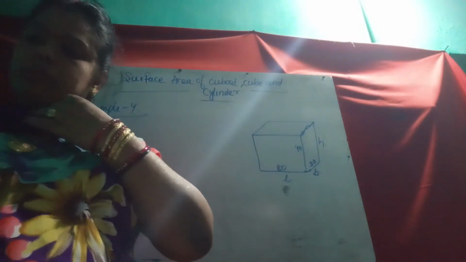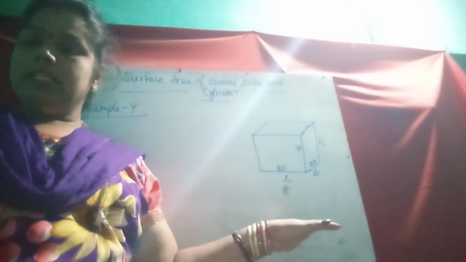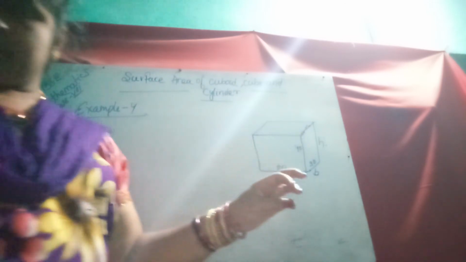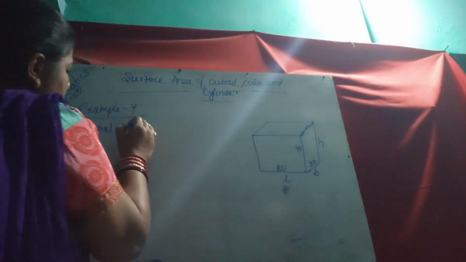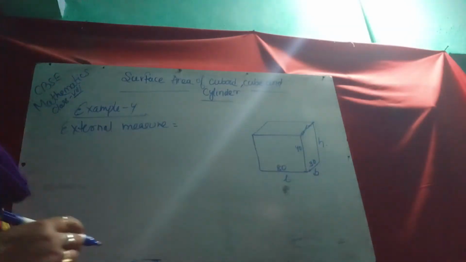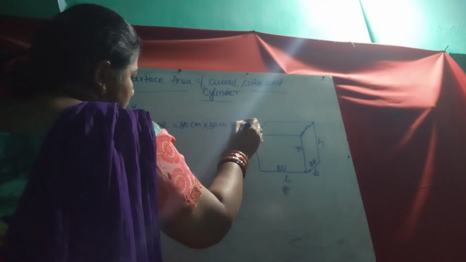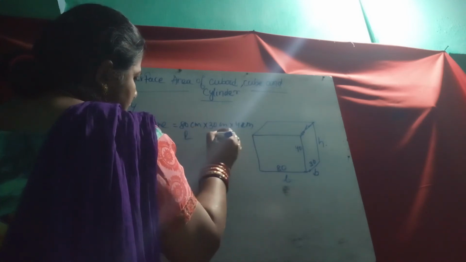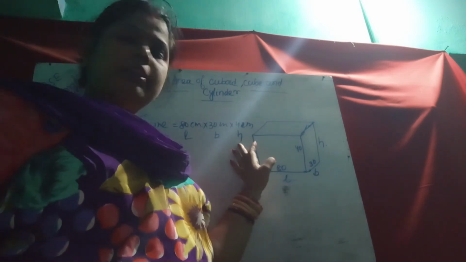Now let's solve example 4, page number 184. An aquarium in the form of a cuboidal shape. Its external measures are 80 cm into 30 cm into 40 cm. That means length is 80 cm, breadth is 30 cm, height is 40 cm.